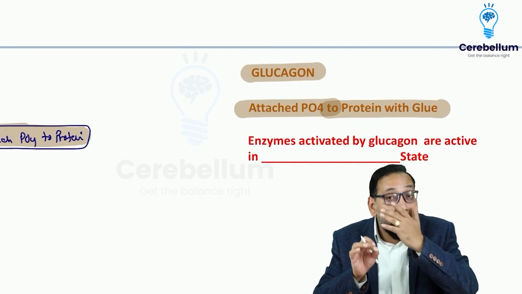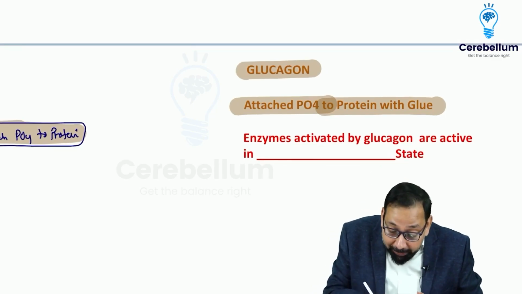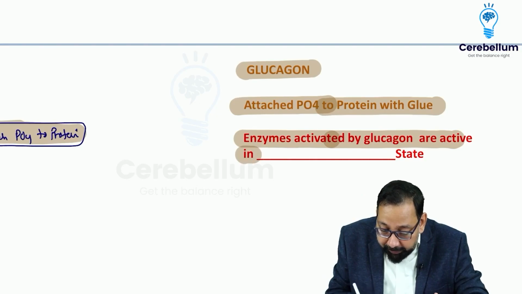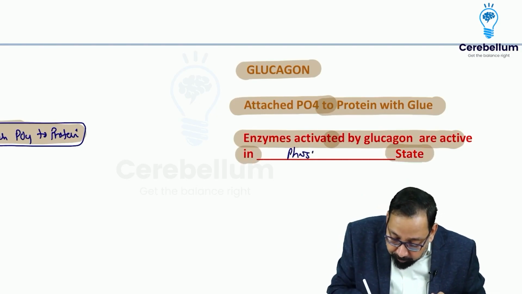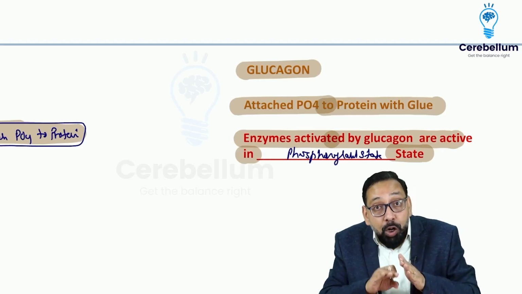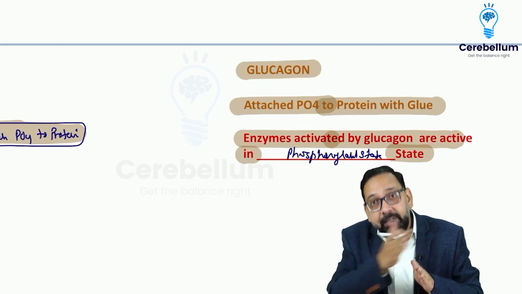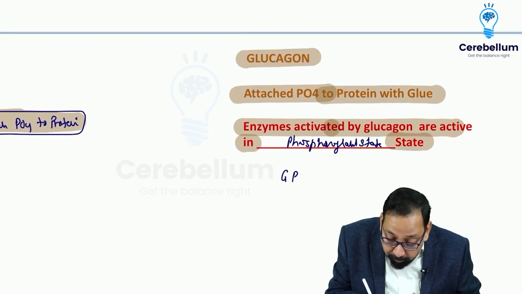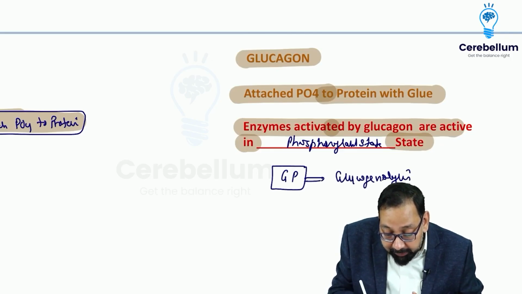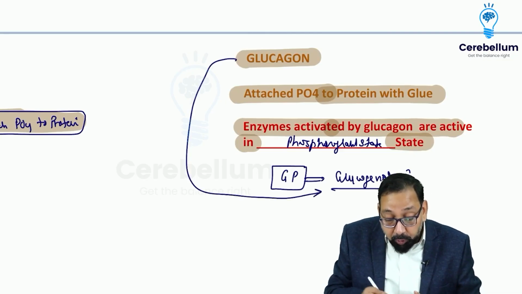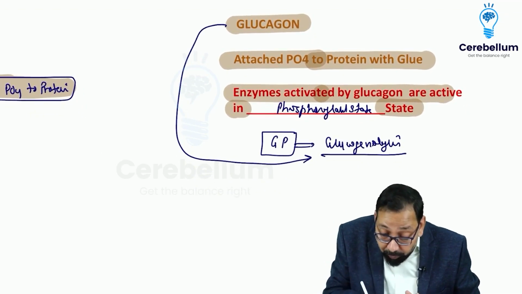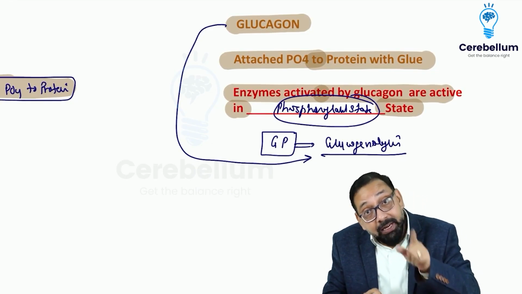So now you will remember a conceptual mnemonic. All enzymes activated by glucagon are active in the phosphorylated state. Why? Because glucagon attaches phosphate and activates the enzyme. If I ask you about glycogen phosphorylase, that is the rate limiting enzyme of glycogenolysis. Glycogenolysis is activated by glucagon. So is this glycogen phosphorylase active in the dephosphorylated state or phosphorylated state? Yes, the phosphorylated state, because it is activated by glucagon.